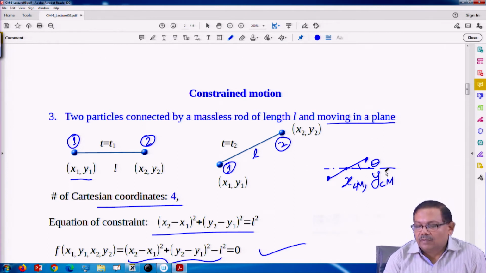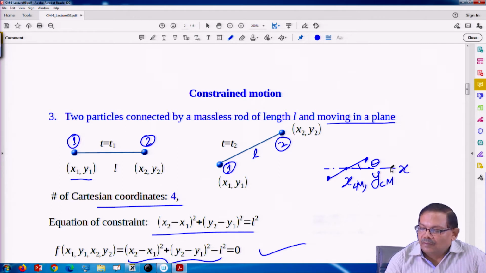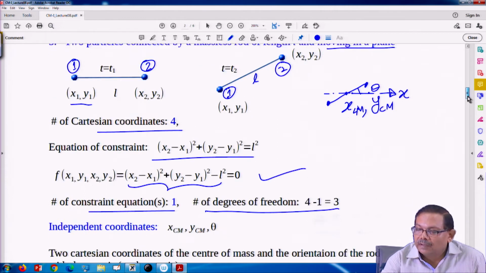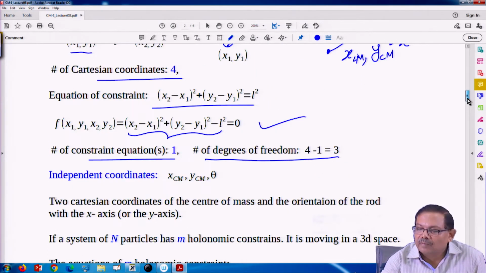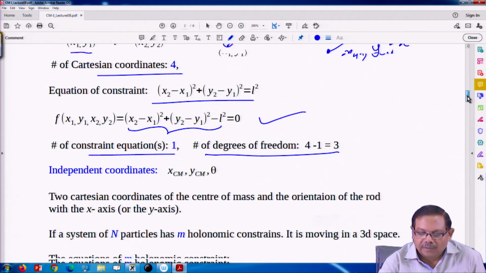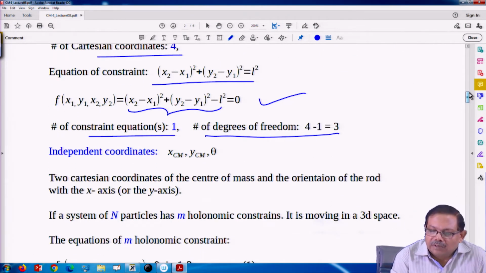I can say either the coordinate with respect to the x axis, or I could have told its orientation with respect to the y axis, either of them will do. So, we require 3 coordinates to describe the position of these two particles connected by a rigid rod at any time if the motion is on a plane. Okay. So, again 4 Cartesian coordinates and 3 degrees of freedom. So, it has reduced.